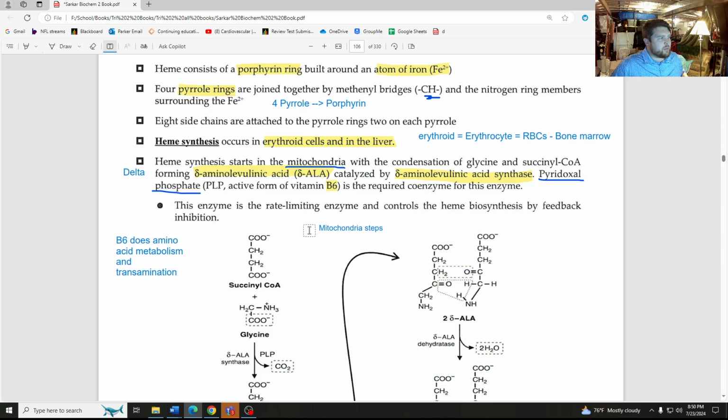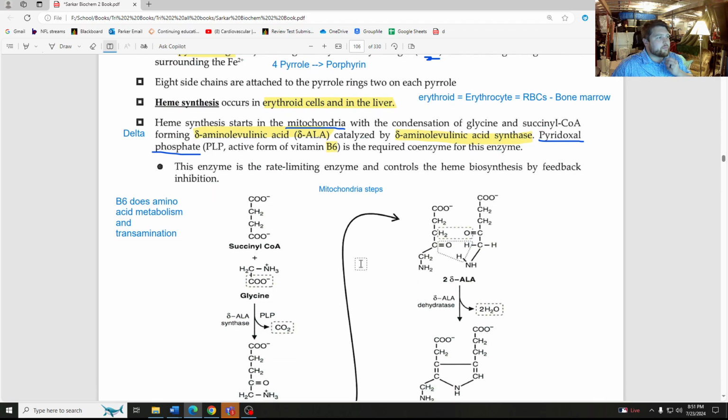So again, think about our B6 vitamins. B6 does 2 different things. It does transamination as well as amino acid metabolism. Transamination is like the passing of different functional groups onto something else. And that is required for the production of heme. So this specific enzyme is the rate-limiting enzyme and controls heme biosynthesis by feedback inhibition.